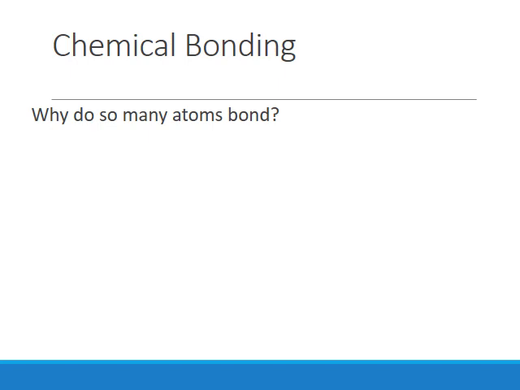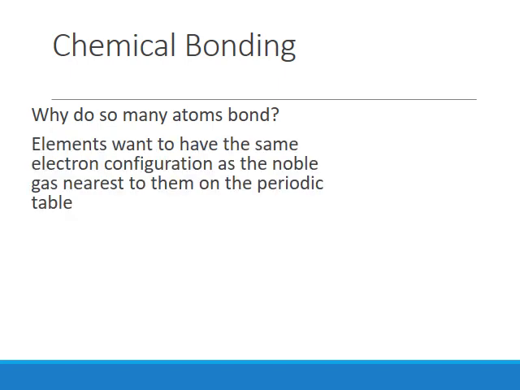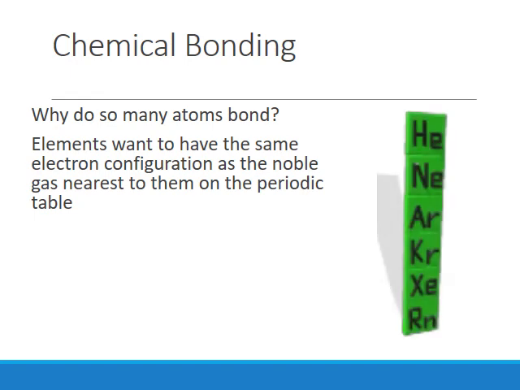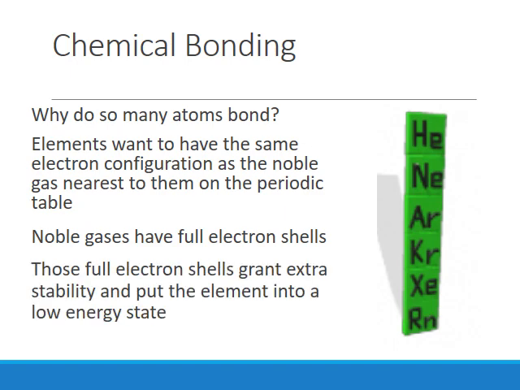So why do so many atoms bond? Well, their motivation is atoms want to have the same electron configuration as their nearest noble gas on the periodic table. Noble gases have full electron shells, and these full shells give extra energetic stability. They put the element in a lower energy state, and nature likes low energy states.